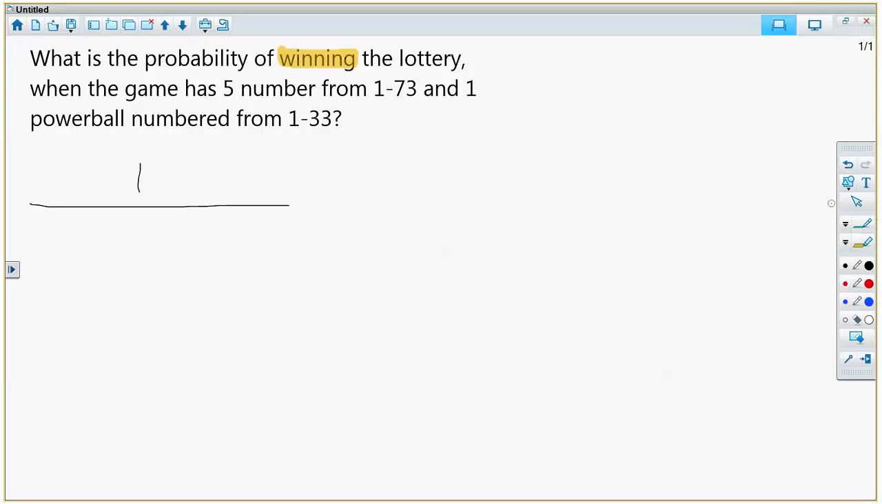Okay? Make sure, I've said it over and over and over. All of these problems, unless it says you buy 10 tickets, or unless it says you buy 5 tickets, or unless it says you buy 5 million tickets. If it doesn't say you're buying tickets, it's assuming that you have bought at least what? 1 ticket.